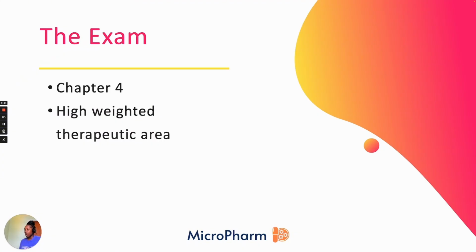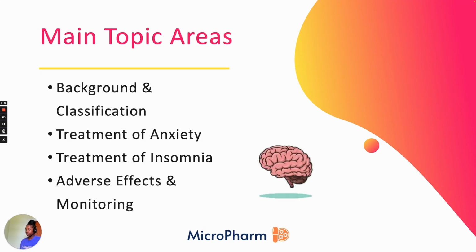The GPhC have highlighted in the framework that Chapter 4 of the BNF, which is the CNS chapter, is a high-weighted topic, which means it's more likely to feature in the exam. And the GPhC have defined high weighting as being 60 to 70% of the questions. So these are the topics that I'll be going over.